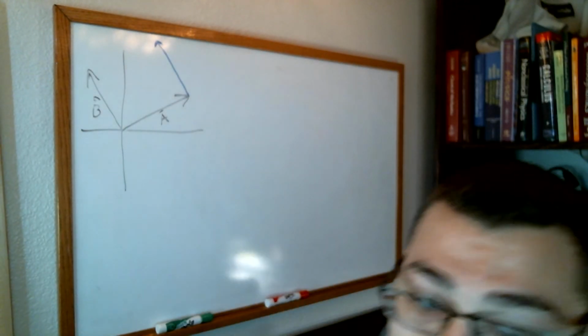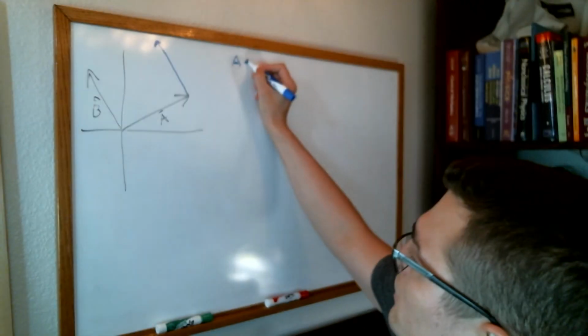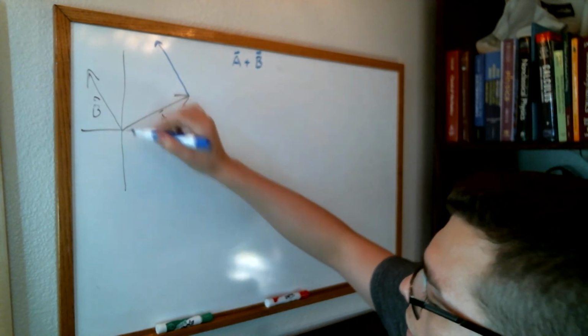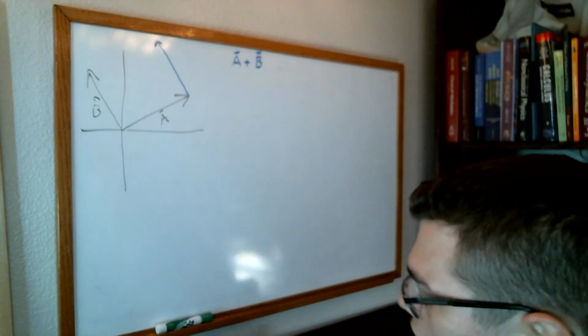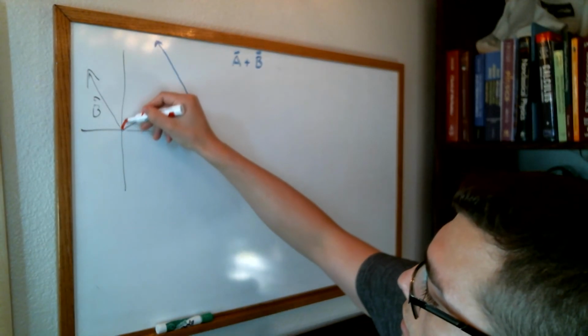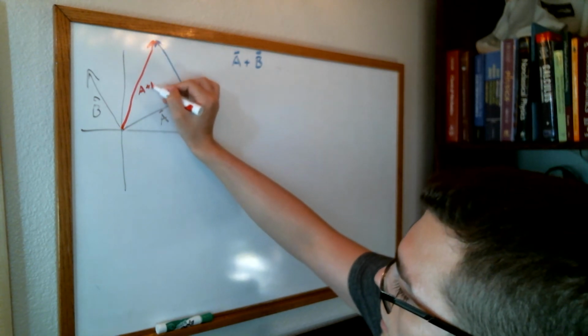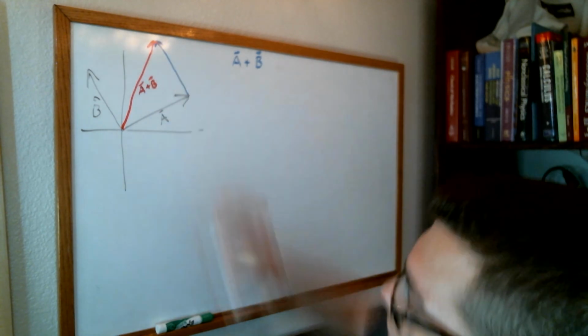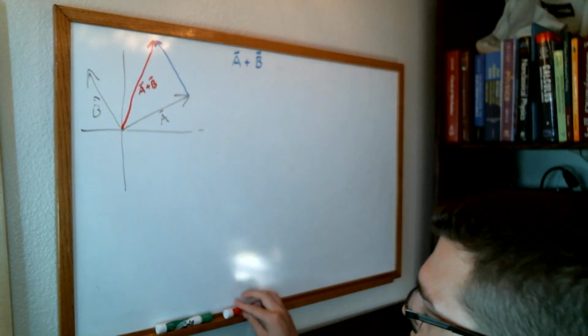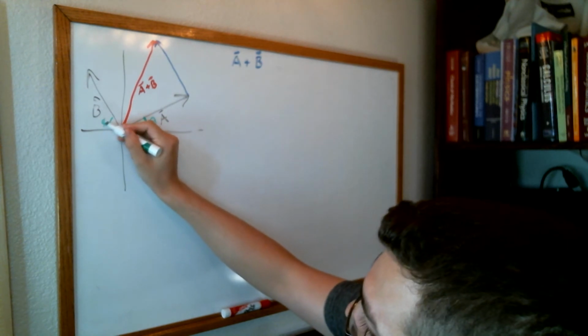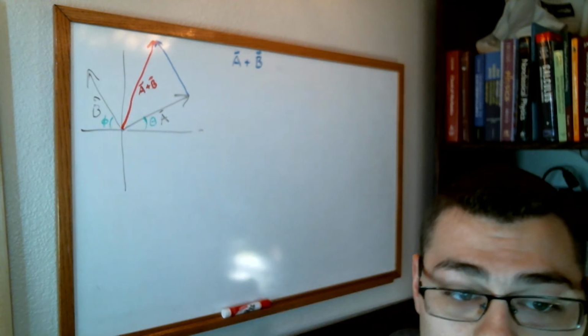So we're going to use the tip to tail method. Whatever vector you're adding first, say if we're doing A plus B, then this vector here, let me get a different color to make this obvious, so we'll have this resulting vector here. This will be A plus B. We're going to be given a couple magnitudes and some angles. So this will be theta, and we'll call this angle phi, just to differentiate between the two.